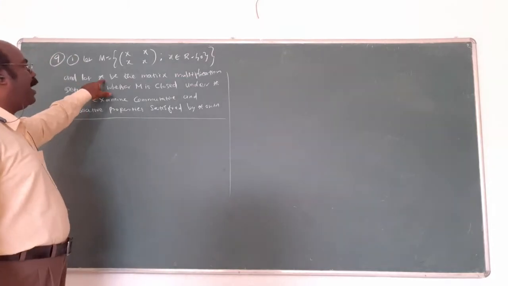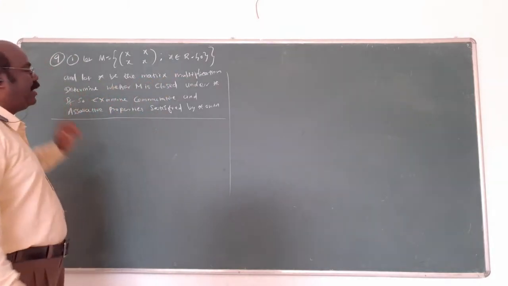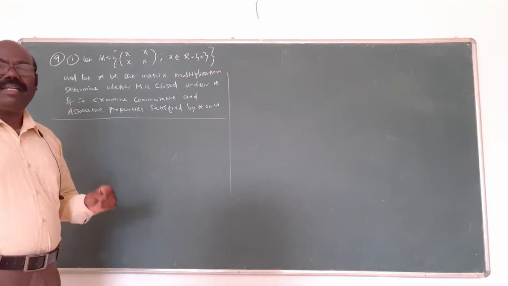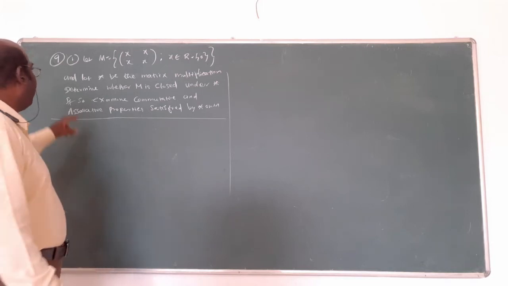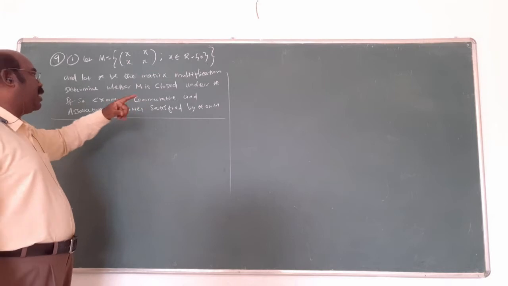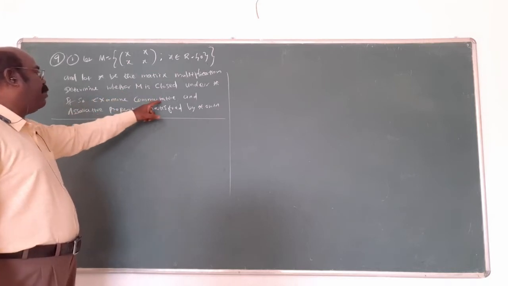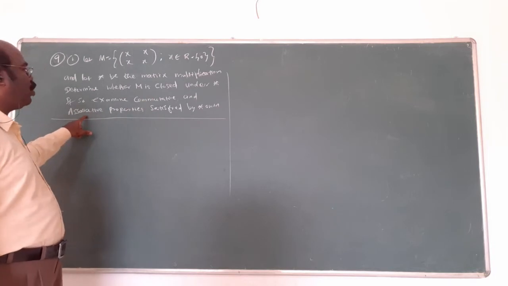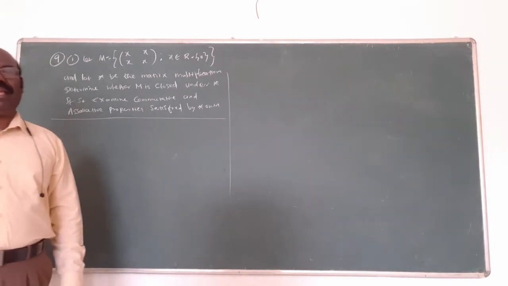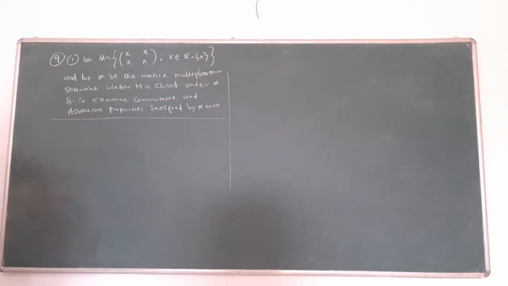And let star be the ordinary matrix multiplication. Determine whether M is closed under star, and if so, examine whether it is commutative and also associative. Anyway, we have three properties being asked, sometimes four. Your question is: commutative, associative, and closure.